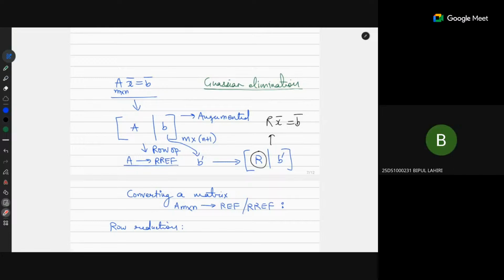Rx equals B is the easier, simpler form of Ax equals B. Yes, it's a simpler form of the matrix here, but having the same solution. They have the same solution. Okay, that's the advantage. Thank you.